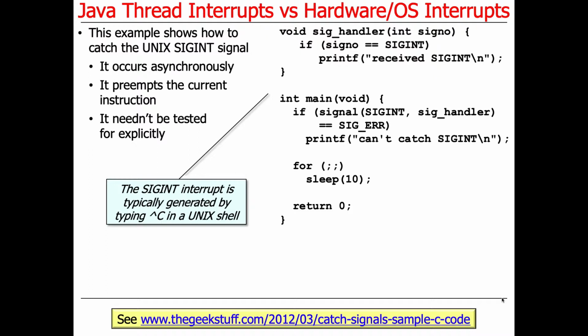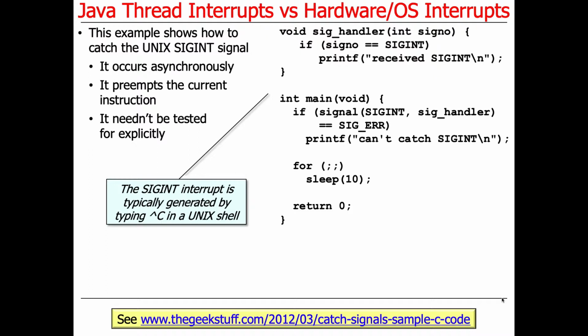Here's a very simple example. This is using the Unix SIGINT signal, which is an asynchronous interrupt. As you can see here, this interrupt will occur asynchronously. It preempts the current instruction, and you don't have to test for it explicitly.